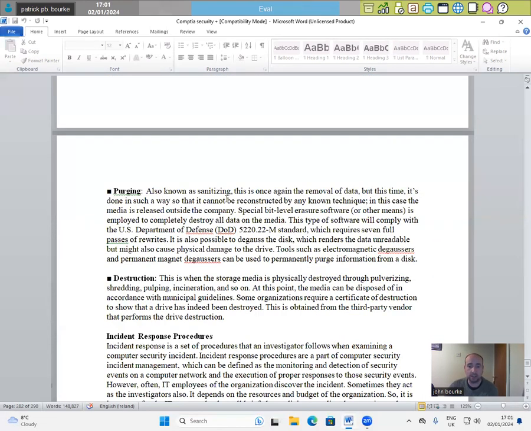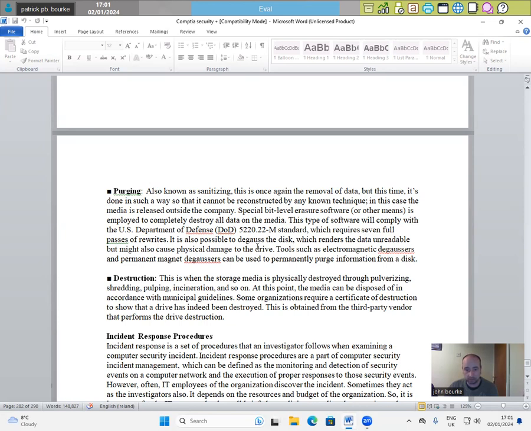Purging, also known as sanitizing. This is once again the removal of data, but this time it's done in such a way so that it cannot be reconstructed by any known technique. In this case, the data media is released outside the company. Special bit level eraser software or other means is employed to completely destroy all the data on the media. This type of software will comply with the US Department of Defense DoD 5220.22M standard, which requires 7 full passes of rewrite.